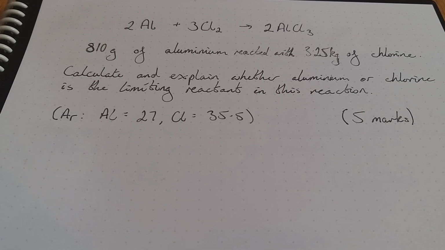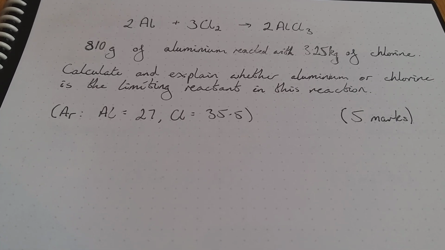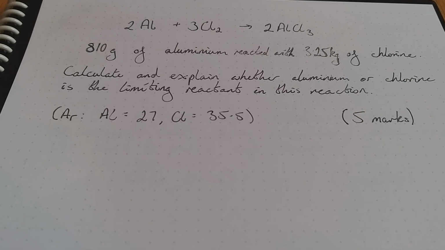So first of all, we need to know what we mean by the limiting reactant. The limiting reactant is the one that is used up first in the reaction. So if one of our chemicals is in excess, that means we've got more than enough of it and there'll be some left over. The other one will be the limiting reactant, where it will get used up first because it limits how much product we can make.